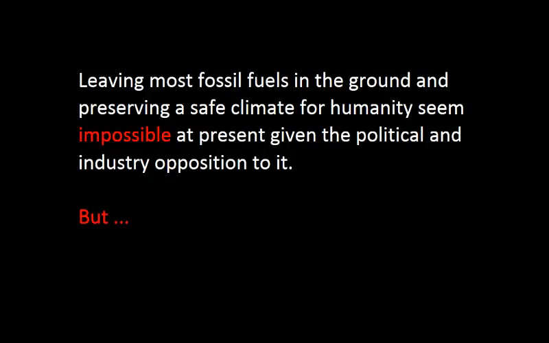Now, in that context, leaving most fossil fuels in the ground seems impossible at the moment, given our current debate. You look at, say, energy use in China, which is the world's largest consumer of coal. Australia's the largest exporter, but China uses massively more coal than we use. India uses massively more coal than we use. So it can seem overwhelming, like it seems hopeless.